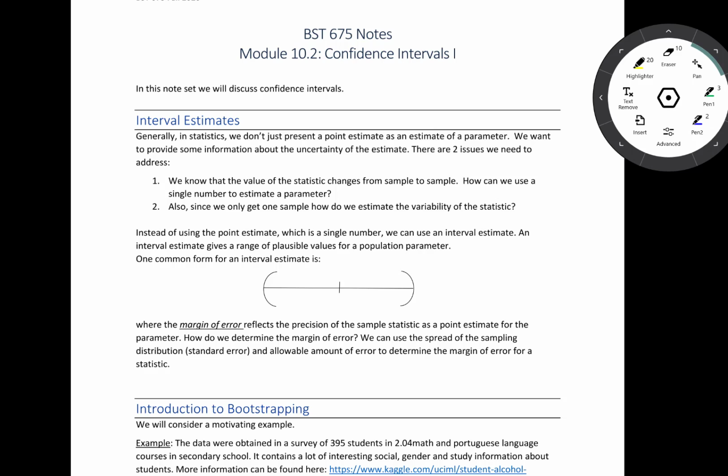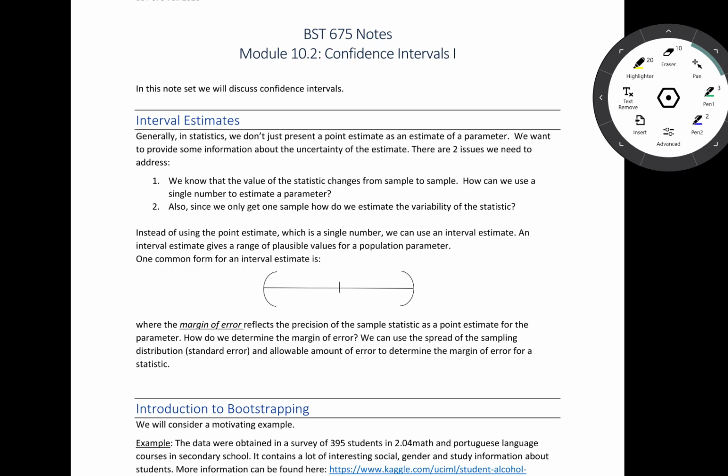And there's two issues that we need to address. First of all, we know that the value of the statistic is going to change from sample to sample. In other words, we're going to have some sampling variability. So if we're only going to use a single number from a single sample, how could we use it to estimate a parameter? Because in practice, we're only going to collect a single sample and look at the estimate from that sample. And then also, again, since we're only selecting one sample, how do we estimate the variability if, again, we're only seeing one sample?